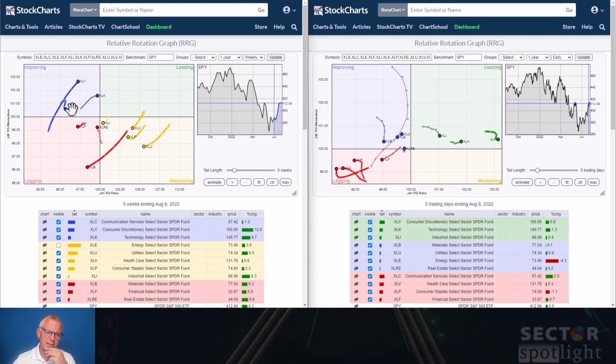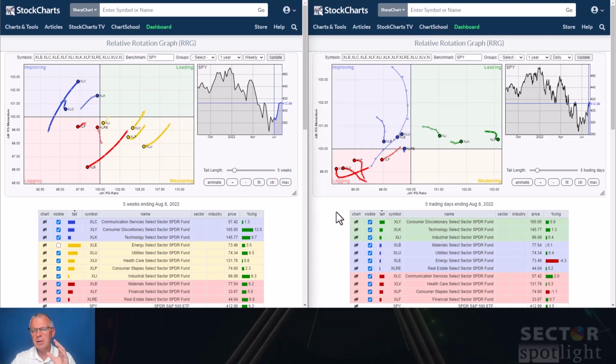Nevertheless, the strength is currently in growth, as we saw, especially with discretionary. And technology is inside the sensitive group, and that's going up. I quickly want to move to the daily and make the comparison, and then we go break down the sector into the three groups: offense, defense, and sensitive.